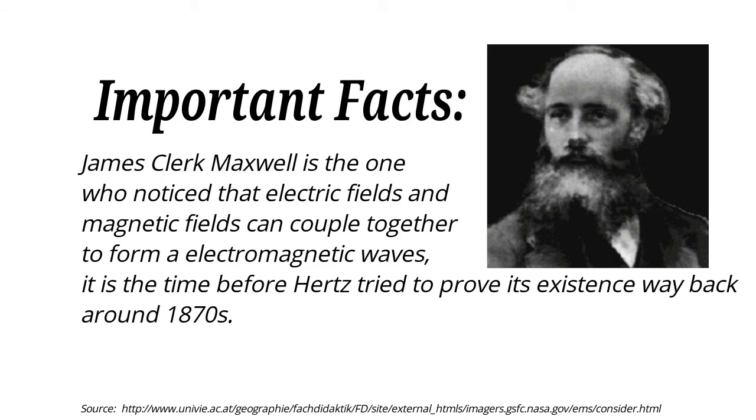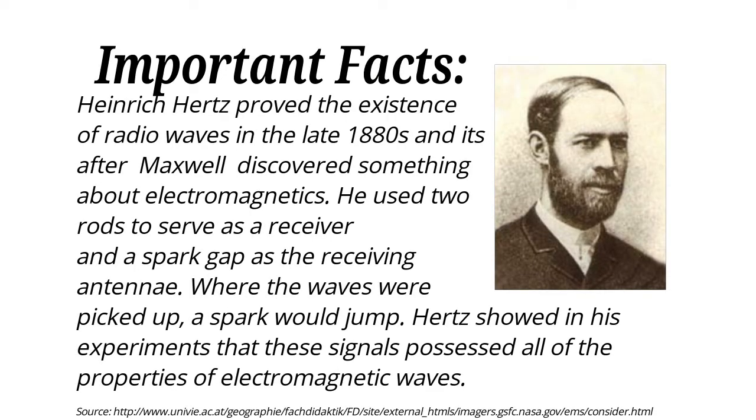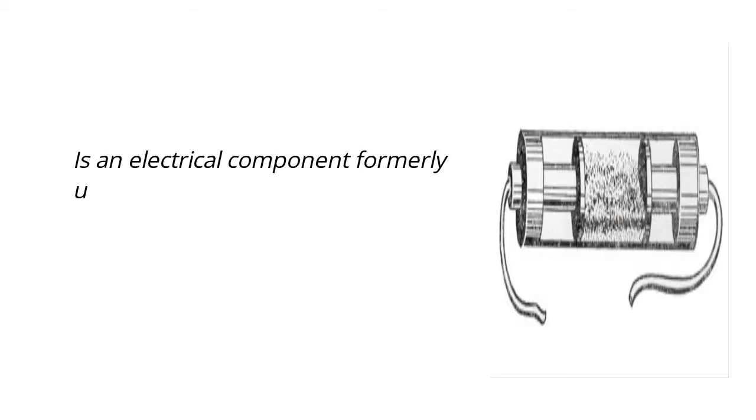James Clerk Maxwell is the one who noticed that electric fields and magnetic fields can couple together to form electromagnetic waves. It was a time before Hertz tried to prove its existence, way back around the 1870s. The next one is Heinrich Hertz, who proved and showed an experiment about electromagnetics in the late 1880s.